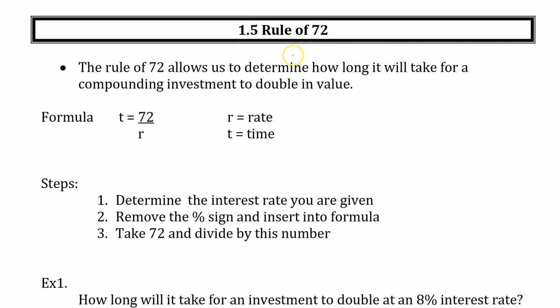The rule of 72. The rule of 72 allows us to determine how long it will take for a compounding investment to double in value.